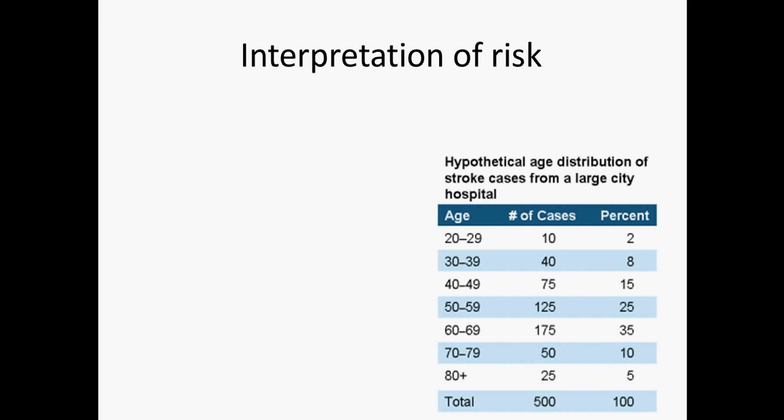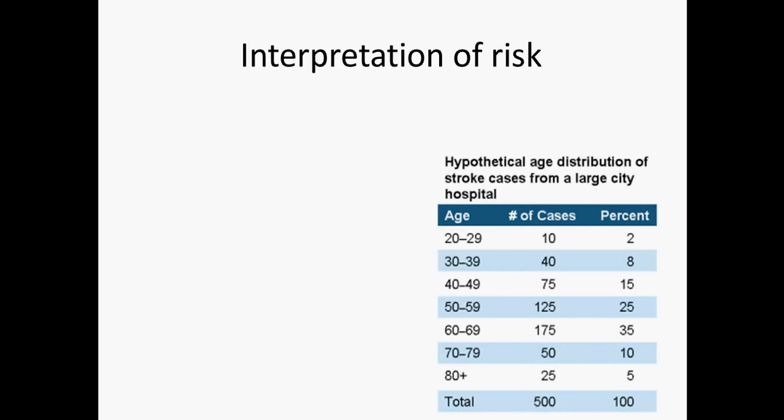If you look at this example, it talks about the age distribution of stroke cases from a hospital. You can see that there are different age groups, and for every age group the number of stroke cases admitted to that hospital has been computed. The next column shows the percentage of these cases in every age group as compared to the whole population admitted to that particular hospital.